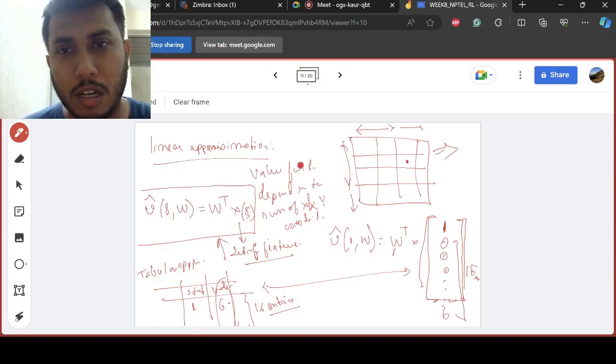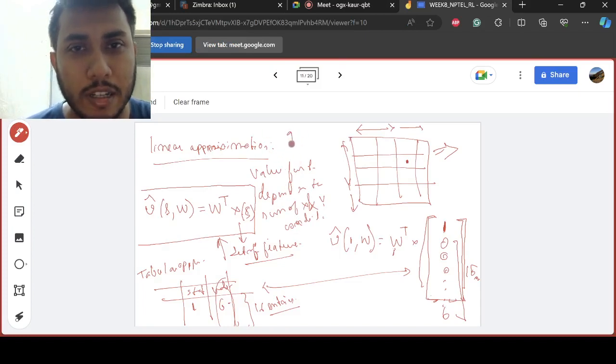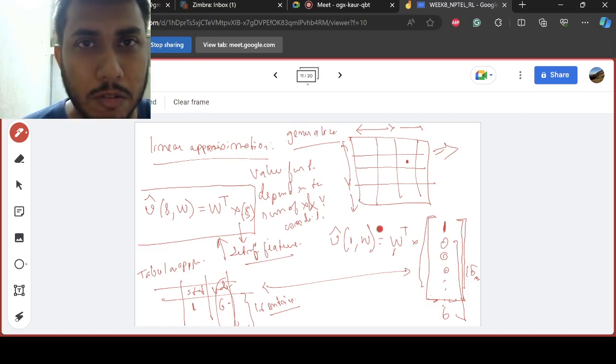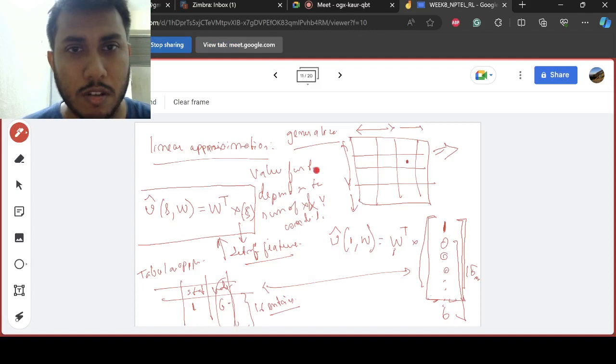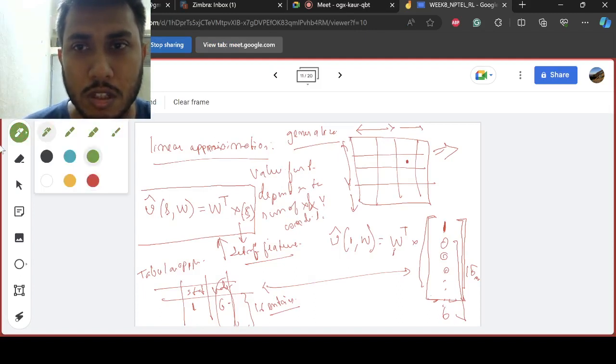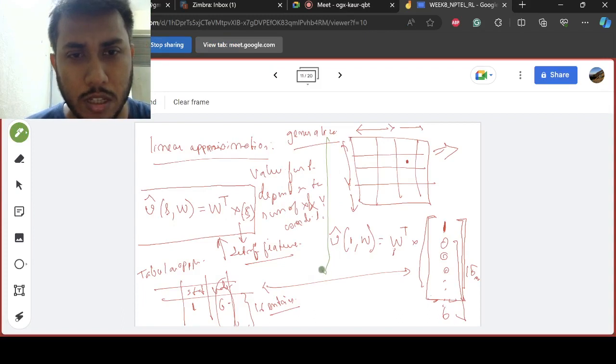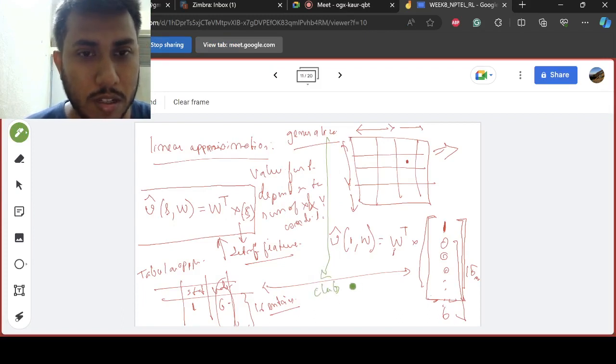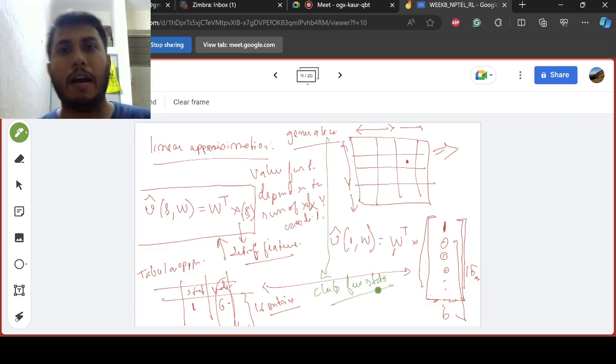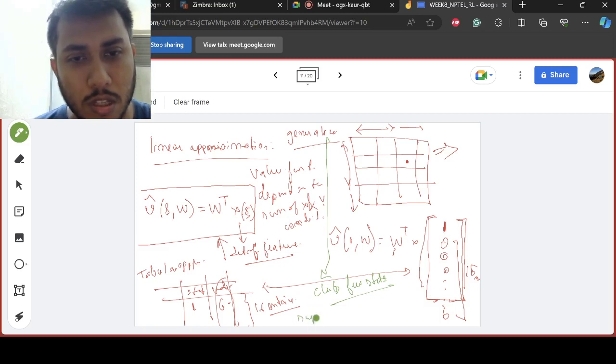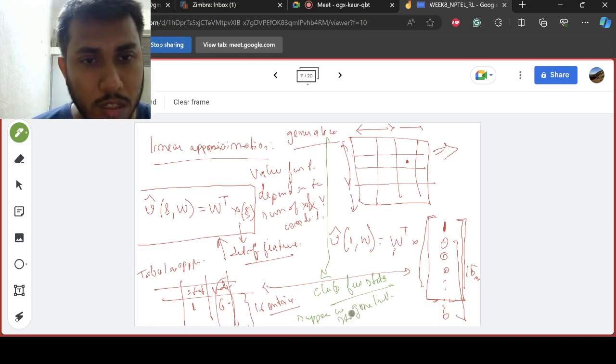So now, our goal is linear approximation. Our other goal is to generalize it. What do we generally do in generalization? We basically club a few states together. Suppose we club, suppose we generalize states.